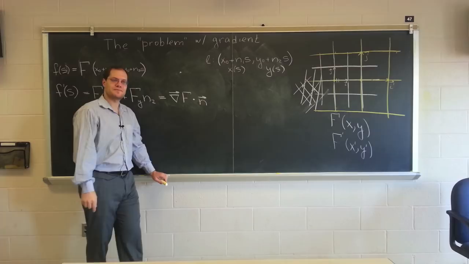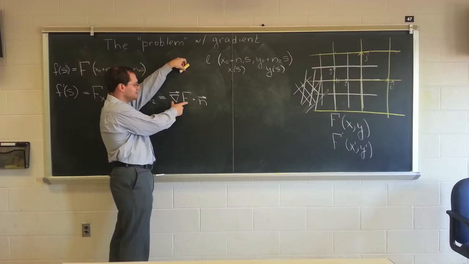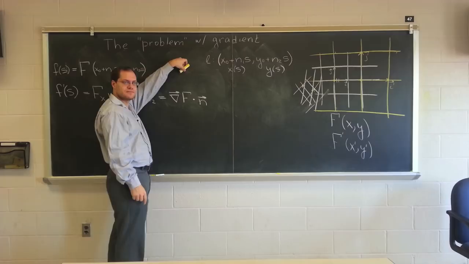So why is this the direction of greatest increase? Well, that's because this dot product is the length of the gradient of f times the length of n, which is 1, times the cosine of the angle between them.